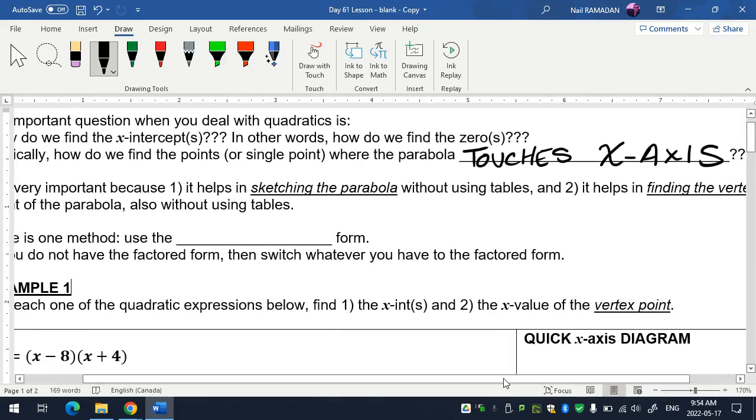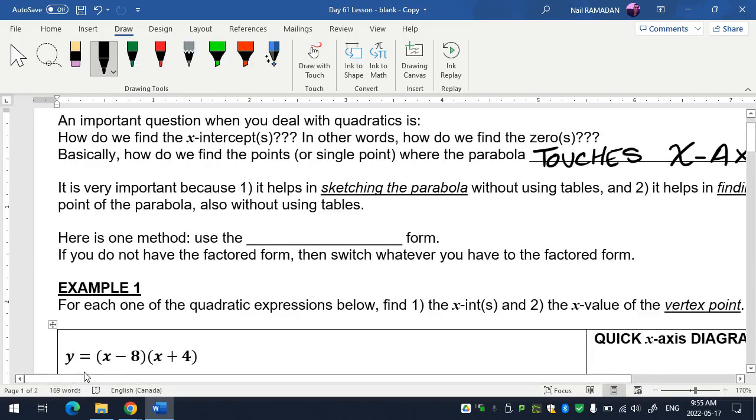Why is this important? Because first of all, if you're not allowed to use a table, then it becomes very hard to actually find where it touches. So it helps us sketch the parabola without using tables. Also, it helps us find the vertex of the parabola, the highest point or the lowest point, depending on whether it opens up or down, also without using tables. So today's lesson is meant to make your life much simpler without having you do way too much work. Today I'm going to teach you this method to do that.